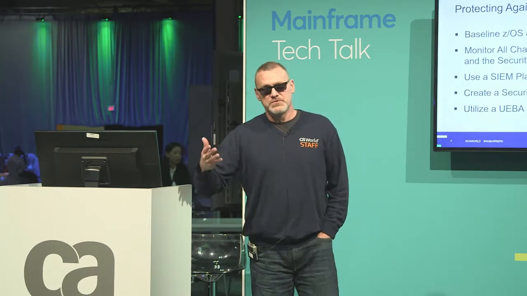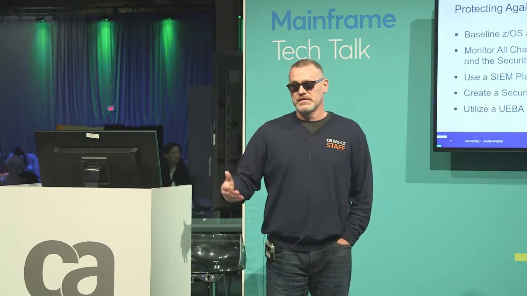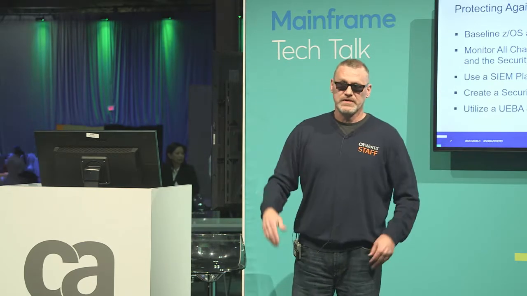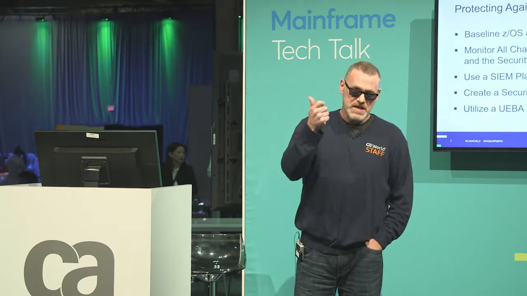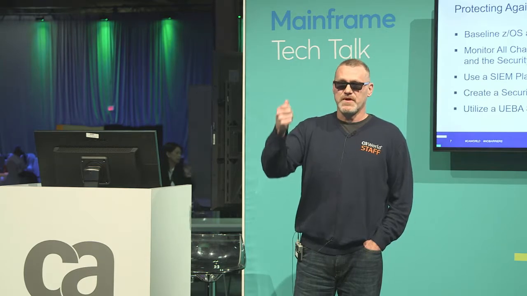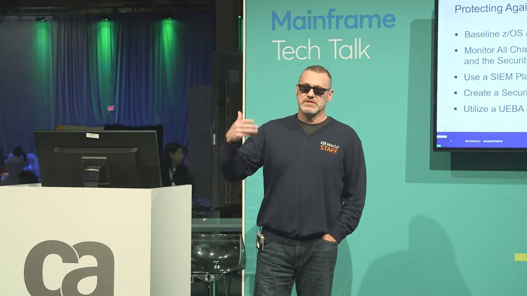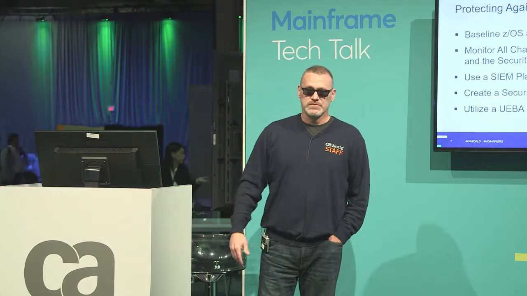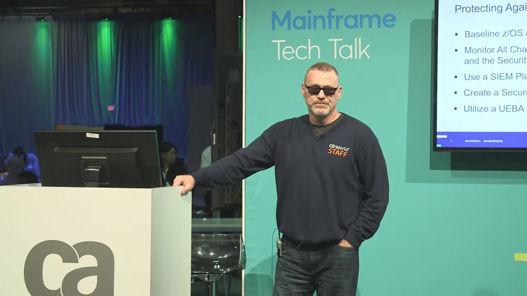UEBA. So there's UBA, user behavior analytics, and then user entity behavior analytics goes a step further, because you not only have people, users, accessing things, but you have devices or entities. And UEBA typically means the injection of machine learning into looking for abnormal user behavior. So this is by no means an exhaustive list, but these are some top items to consider for protecting against the insider threat.